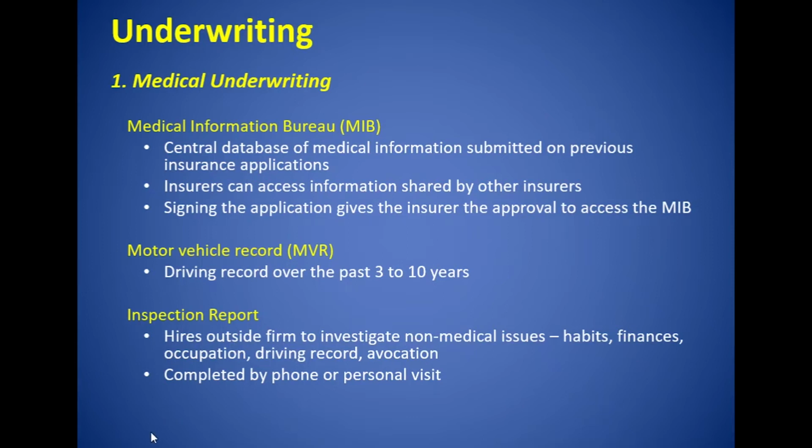So you may have applied for insurance with ABC company a few years ago, but now you're applying for more insurance with XYZ company. XYZ company can actually go into the MIB, the Medical Information Bureau, and take a look at the medical information that you submitted in your previous application.